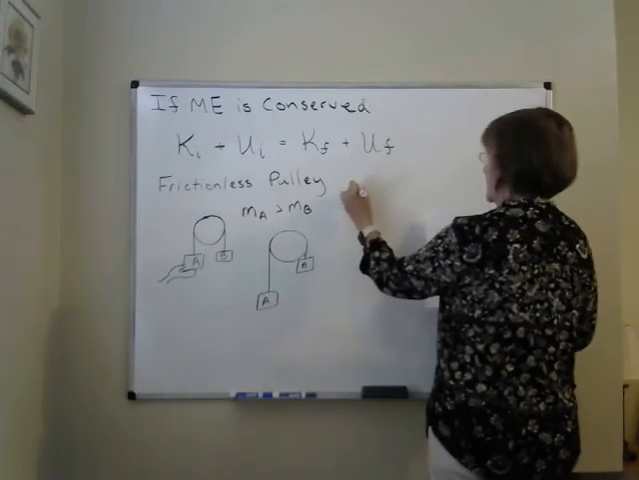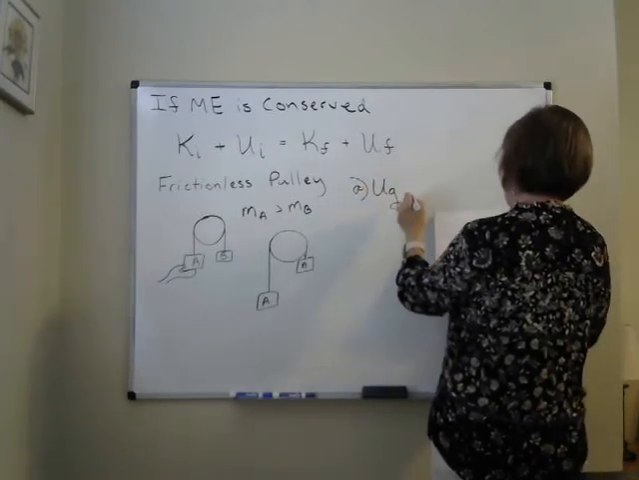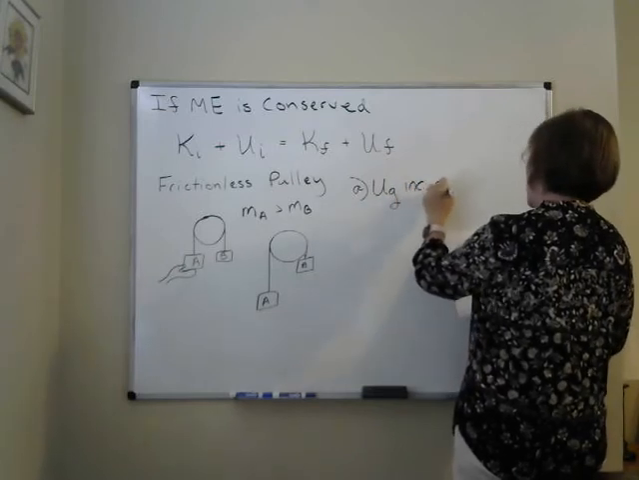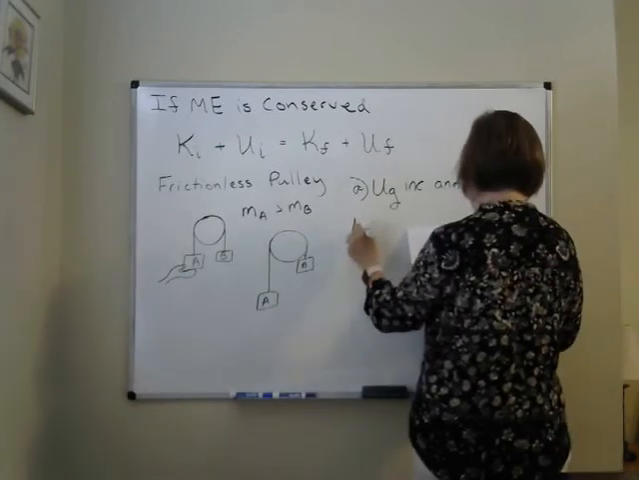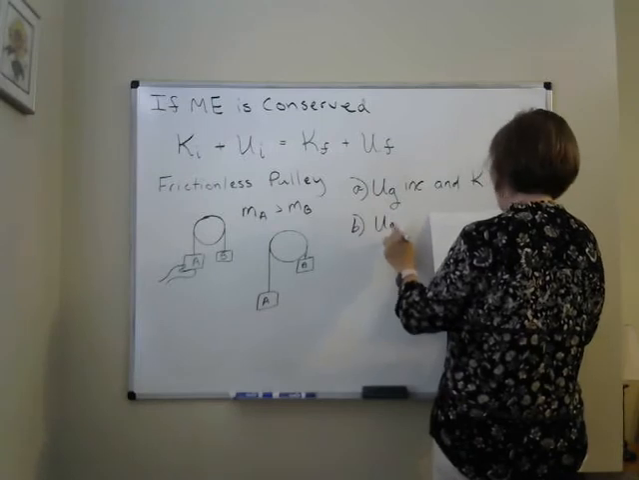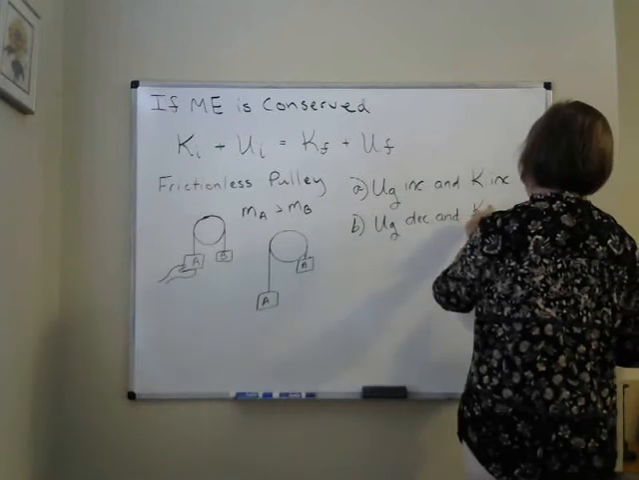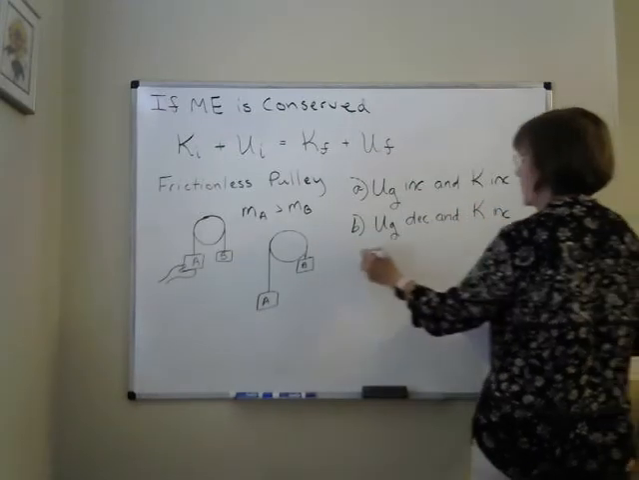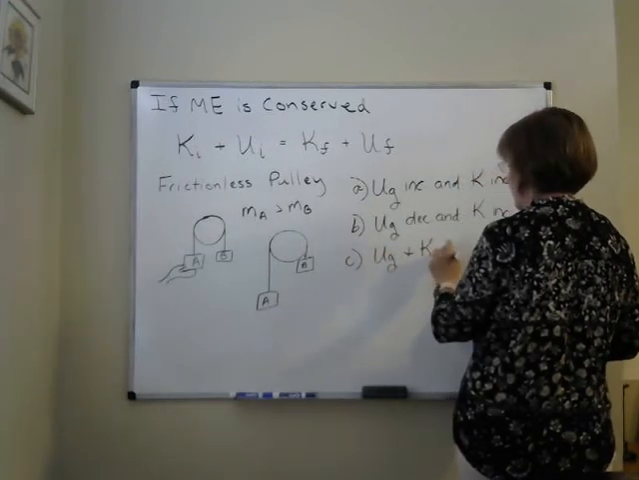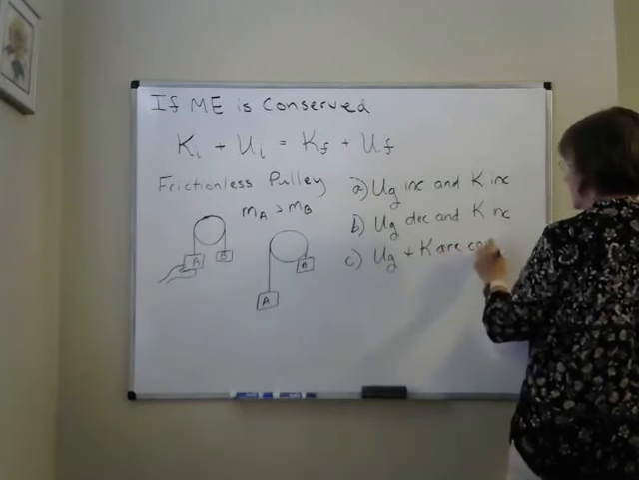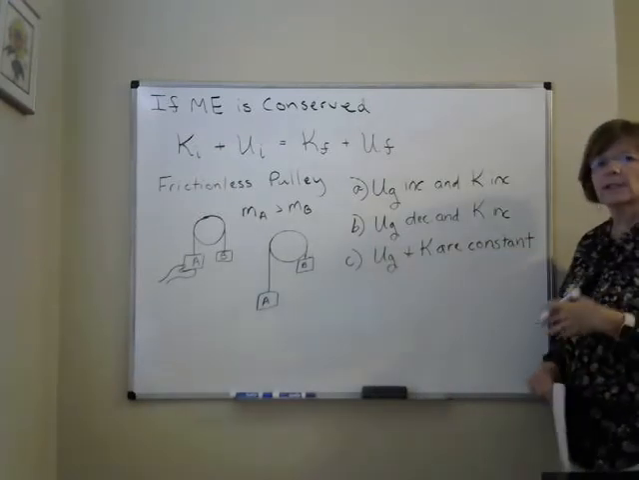Here are our answer choices. A: gravitational potential energy increases and the kinetic energy increases. B: the gravitational potential energy decreases and K increases. C: the gravitational and kinetic energy are constant. Those are our choices. Well, let's stop and think.